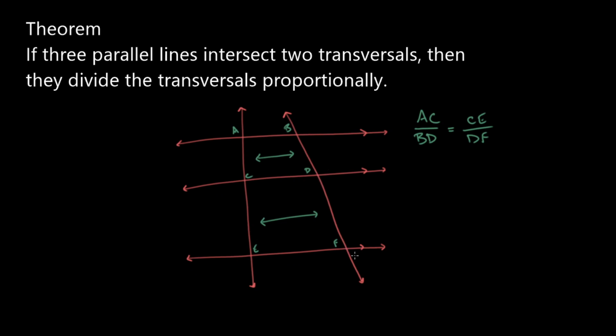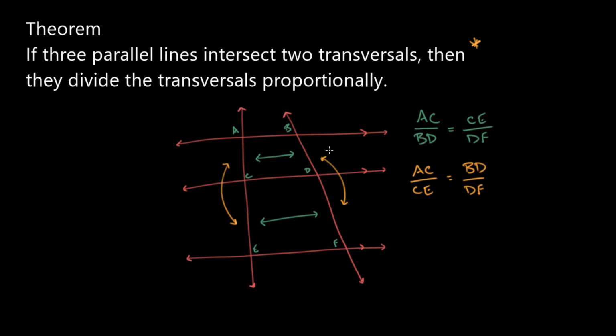And on top of that, just like before, I can talk about these pairs as well. And this is really what the theorem is getting at, this next statement here, that it divides proportionally. So AC is to CE in the same way that BD is to DF. Okay, so these pairs are also going to have the same ratio.